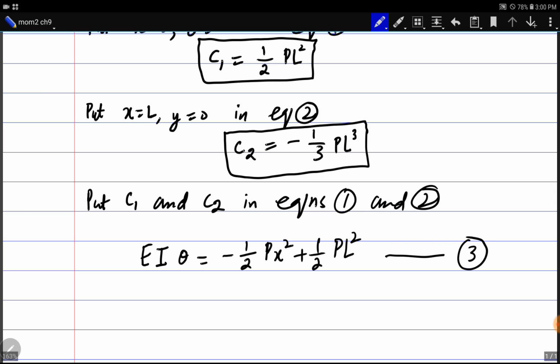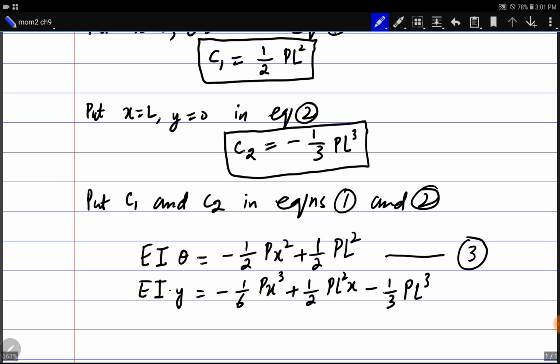This is the expression for slope theta, and equation number 2 becomes EIY equal to minus 1 over 6 Px cube plus 1 over 2 PL square x minus 1 over 3 PL cube.